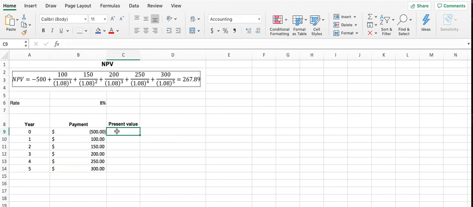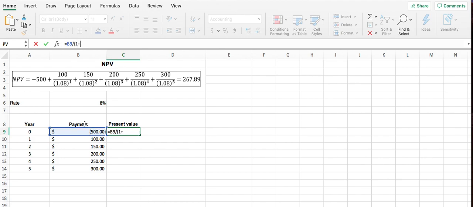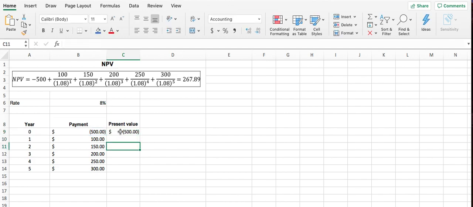Now we want to calculate the present value of each of these payments. By doing that, we use the present value formula, which you should know by now. So the present value formula is equal to the present value discounted, or divided by, 1 plus whichever the rate will be, over the number of periods, 0. And you will get $500. And remember, this parentheses means it's a negative number, so let's put that into red.